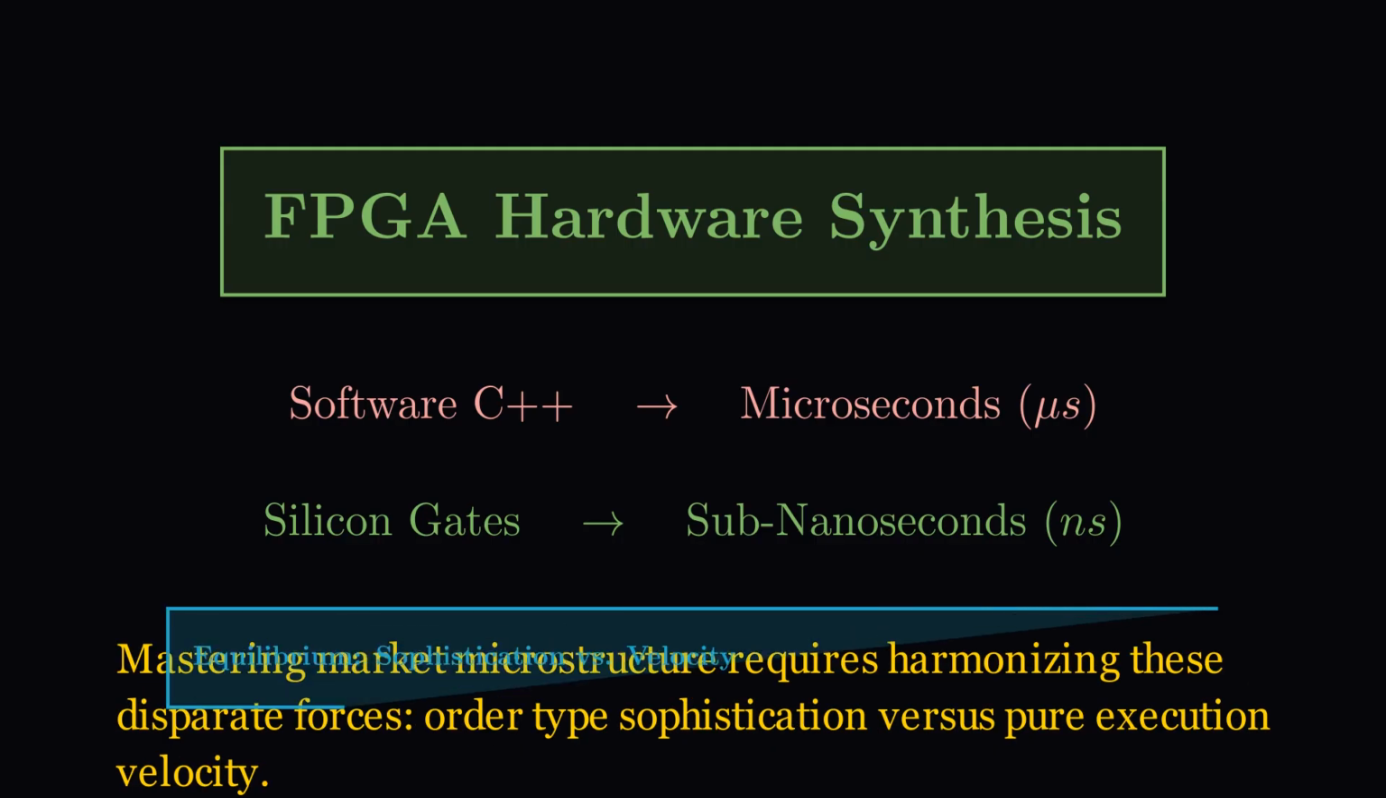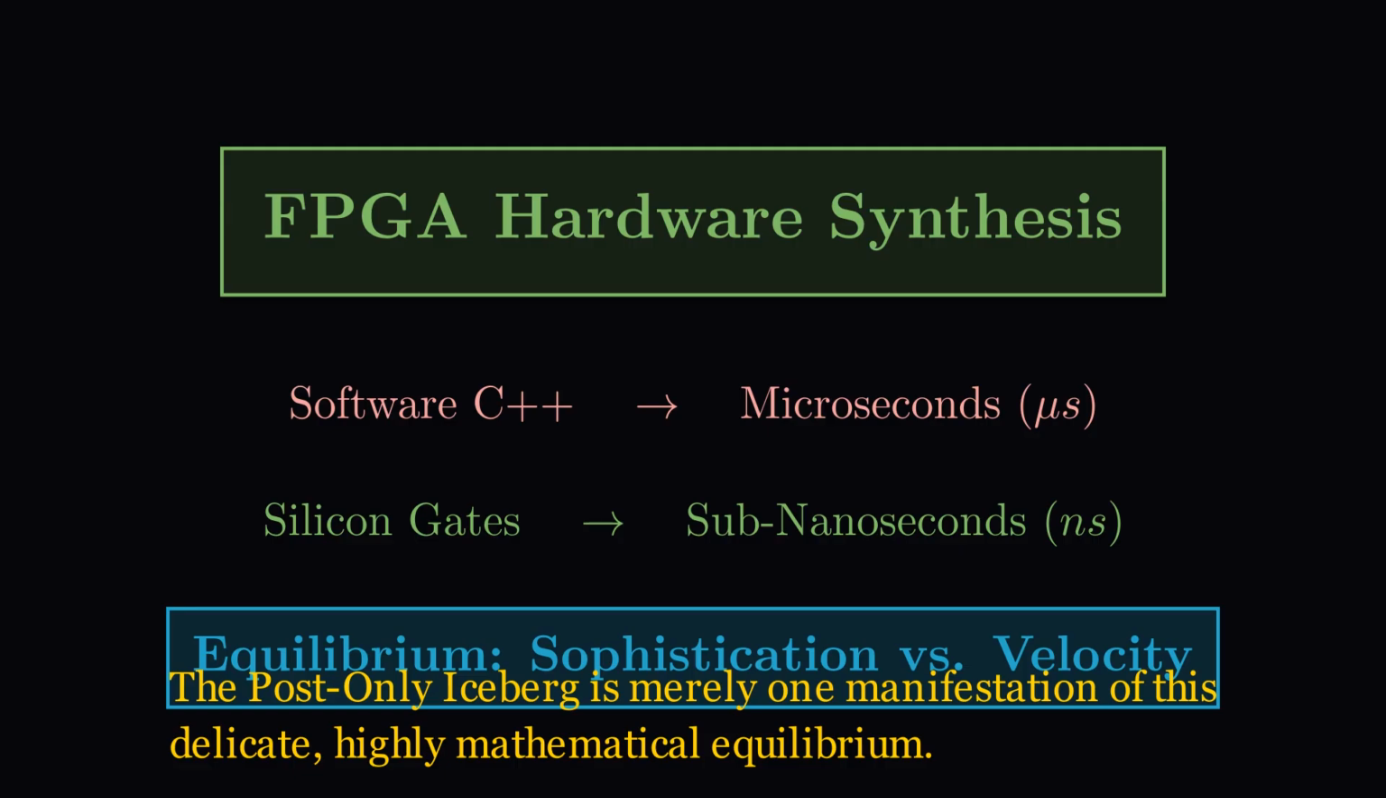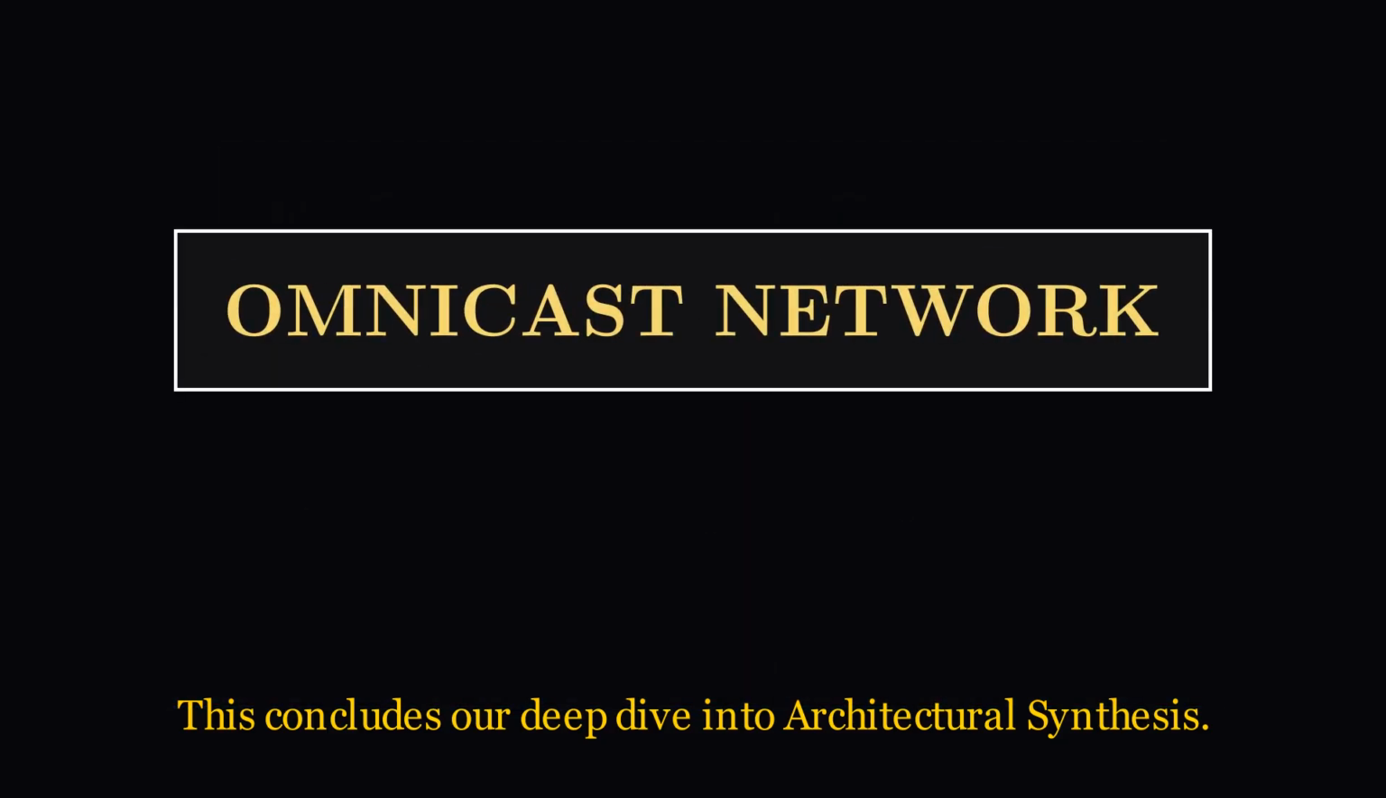Mastering market microstructure requires harmonizing these disparate forces: order type sophistication versus pure execution velocity. The post-only Iceberg is merely one manifestation of this delicate, highly mathematical equilibrium. This concludes our deep dive into architectural synthesis.